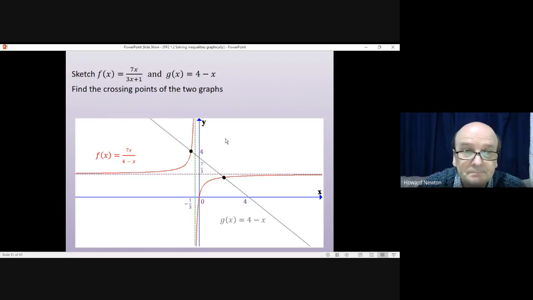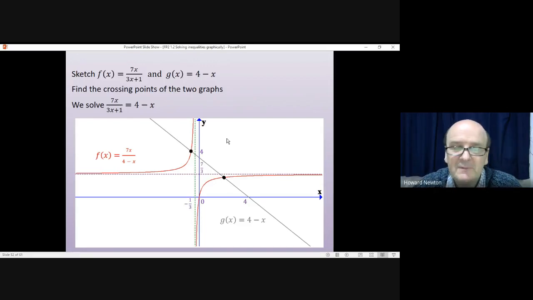How do we do that? Well, we just solve like we normally would do if you were solving two simultaneous equations graphically. So we solve 7x over 3x plus 1 equals 4 minus x. When does the one curve equal the other curve? Moving the 3x plus 1 to the other side, you get that.